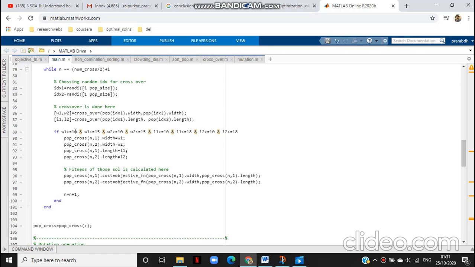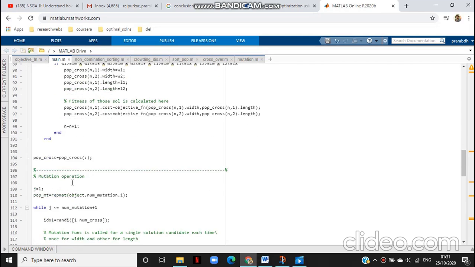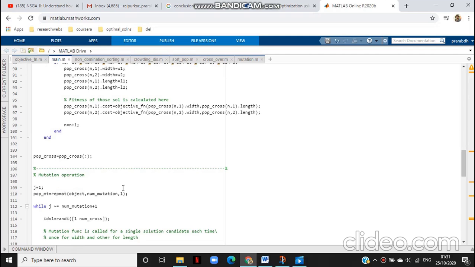We have to take care of these ranges, like width should be 10 to 15 and length should be 10 to 18 to get this accurate. Otherwise we will get out of boundary points. We can get out of boundary points by changing the numbers also. And then we find the cost for those new points, and that is called pop cross.